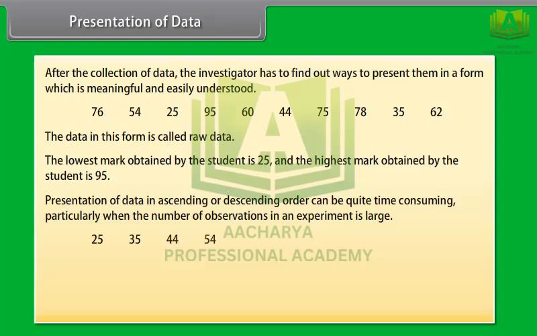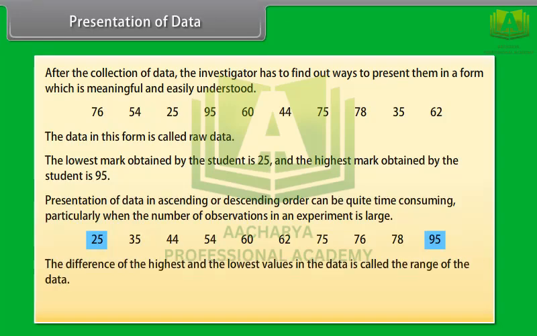So this is the ascending order. Now we can clearly see that the lowest marks are 25 and the highest marks are 95. The difference of the highest and the lowest values in the data is called the range of the data. So the range in this case is 95 minus 25, which is equal to 70.